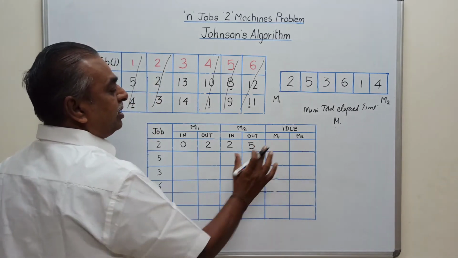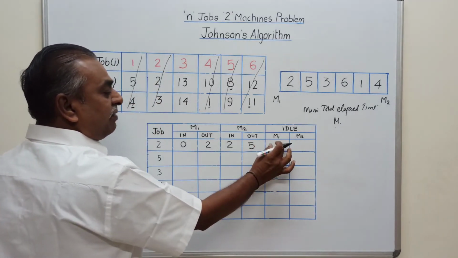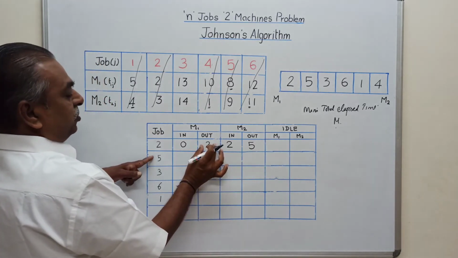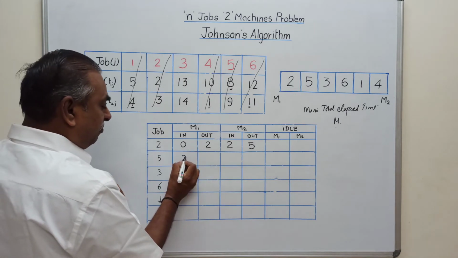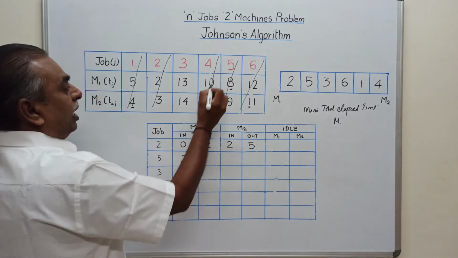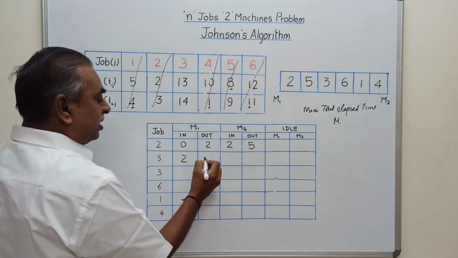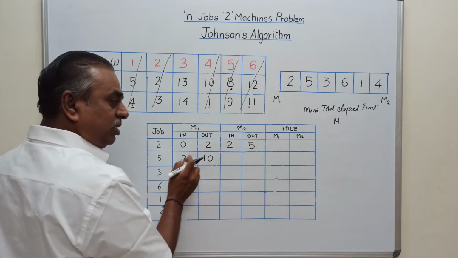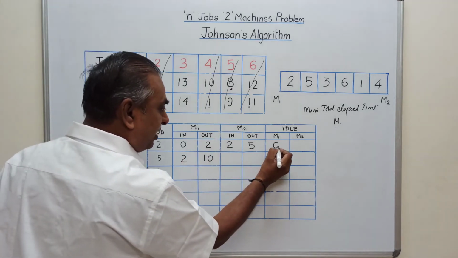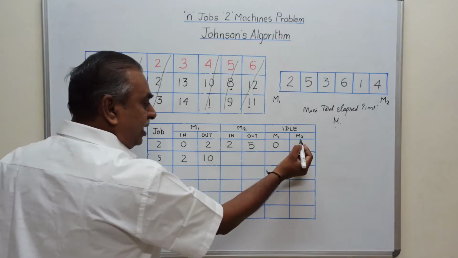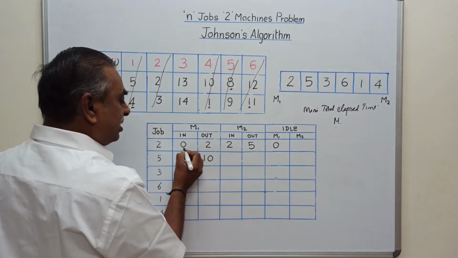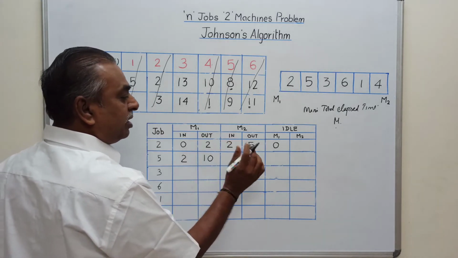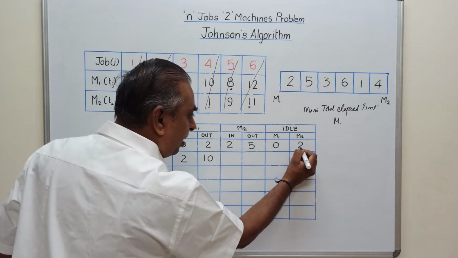Now when you see the idle time, M1 does not have any idle time, since after the second job we can immediately load the fifth job. So after the second job, for the fifth job the loading time will be 2, and the fifth job's processing time is 8. So at 10 hours it will be coming out. Since M1 is continuously engaged, there is no idle time for M1, whereas the idle time of M2 is 2 hours. Since the job is being processed in machine M1, machine M2 is idle. So this idle time of M2 is 2.